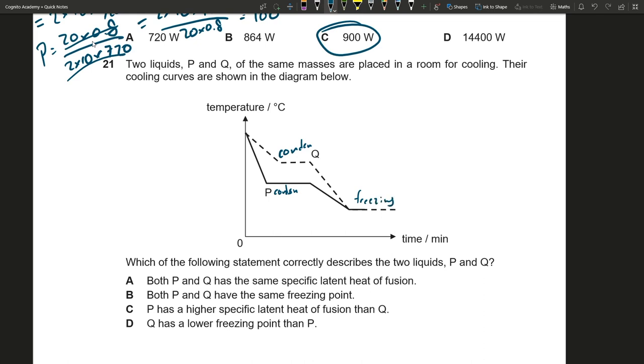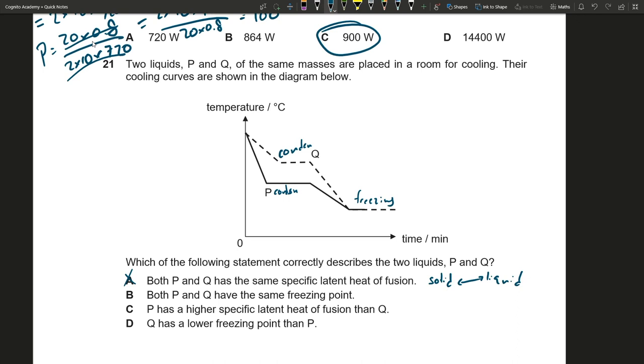Alright, so now with that in mind, we are asked which of the following statements correctly describes the two liquids P and Q. They have the same specific latent heat of fusion. Well, fusion is from solid to liquid, and corresponds to this, but we don't know because we weren't given how long it took to freeze, because the graph ends when they're still freezing. So we don't know that about A. We can't say that A is correct.